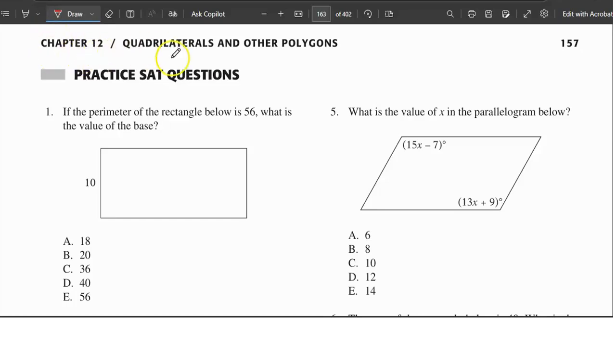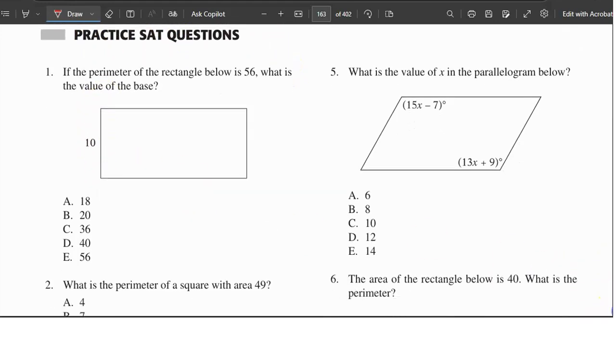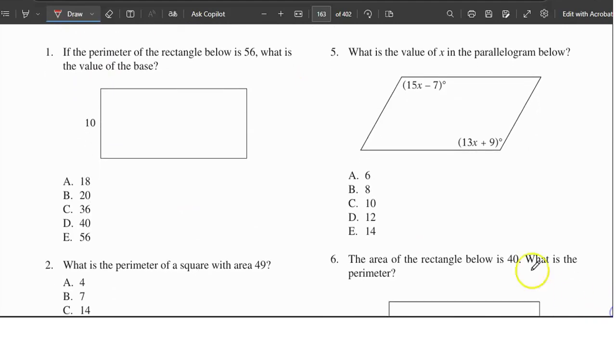Hello, so today we are going to do quadrilaterals and other polygons. We are going to do practice questions of these. So first of all, a quadrilateral is any polygon that has four sides, like square, rectangle, these are all quadrilaterals.